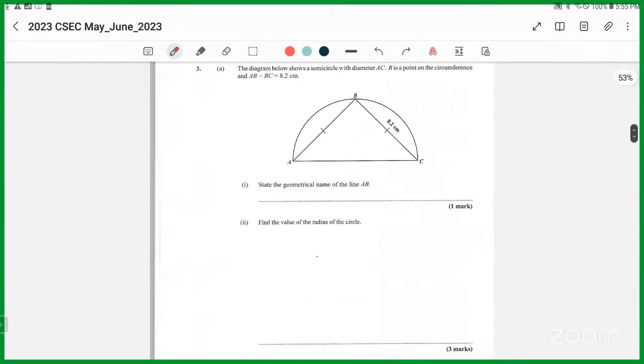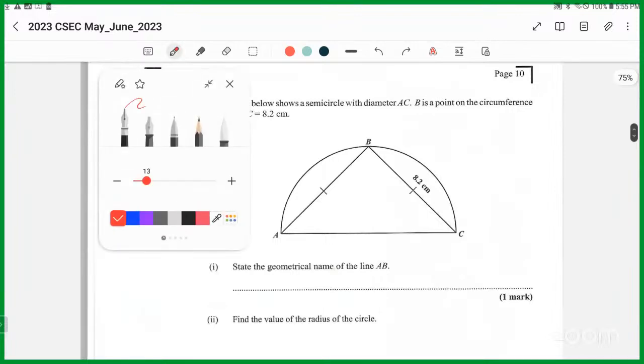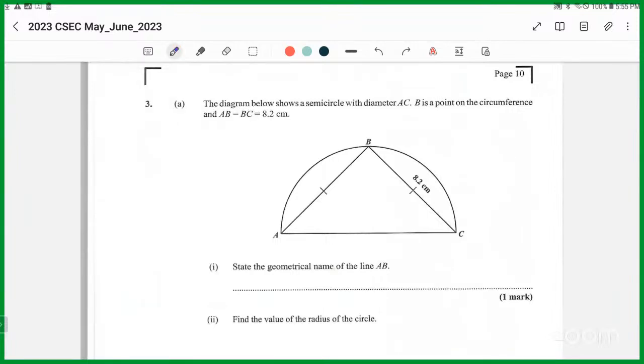Next question, number 3. This question says the diagram below shows a semicircle with a diameter. This is the diameter, and a semicircle is half of a circle. Remember, a diameter subtends 90 degrees at the circumference. We know right away that this angle is 90 degrees. Good to know that, right? So this is a right angle triangle.